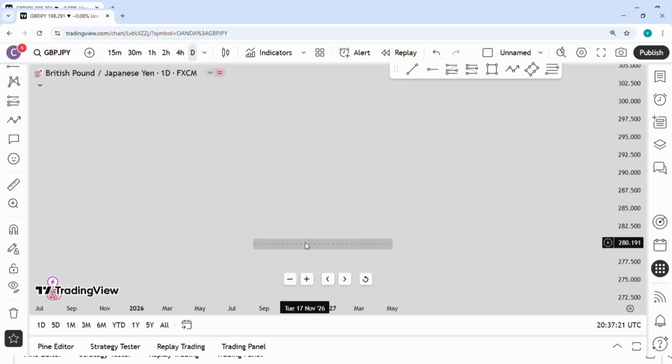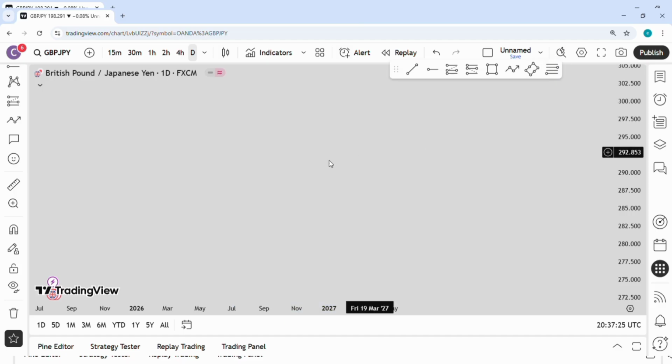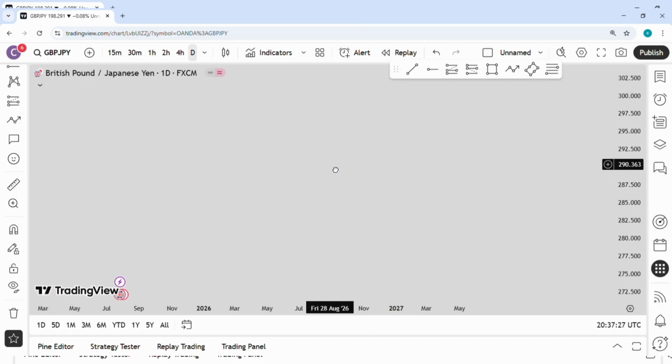Where there's an order block, there's smart money. Where there's liquidity, there's smart money there. And where there's a market structure, there's smart money there.